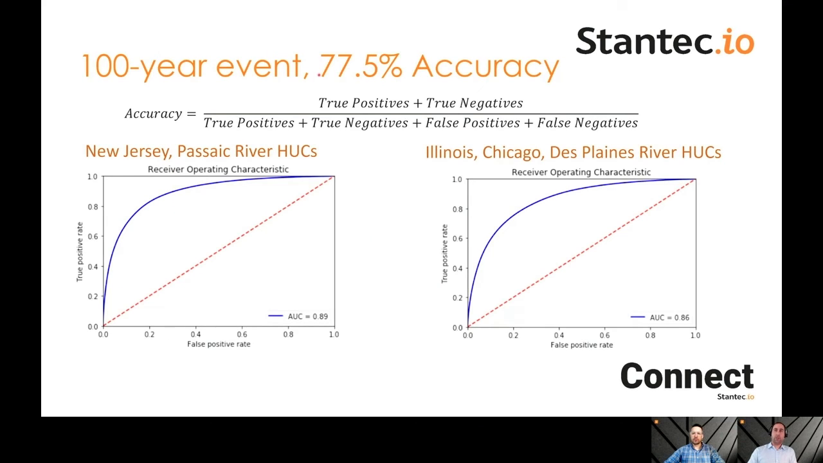And for a 100-year event, we have a 78% level of accuracy. The area under curve is still quite good, 0.89 for New Jersey, 0.86 for Chicago.